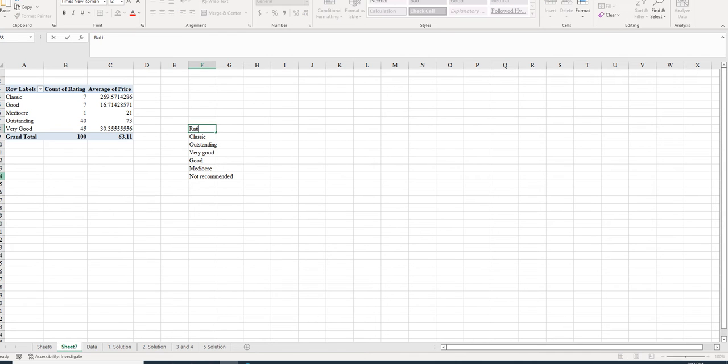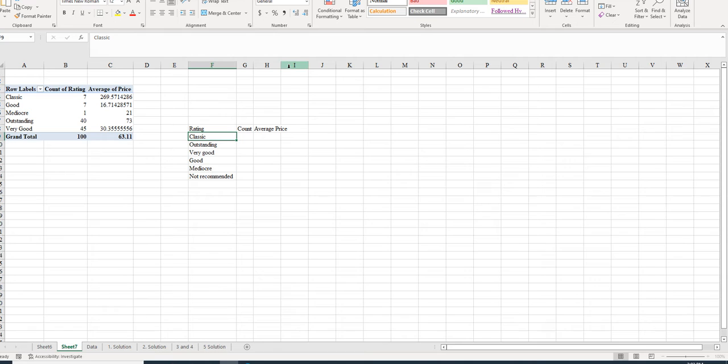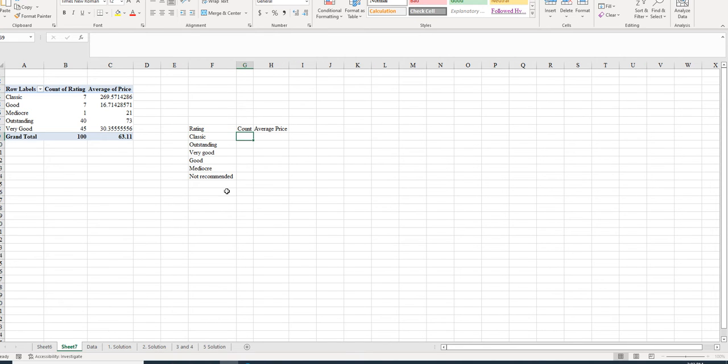Now this is the rating, then this is count, then this should be average price. Okay, let us create a table for this. What is the classic count? It is 7. For outstanding, it is 40. Then very good is 45. Then we have good, which is 7. Mediocre is 1, and not recommended is 0.